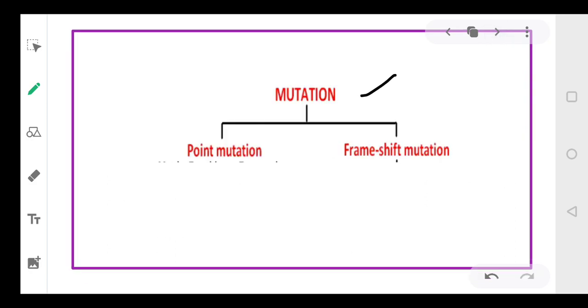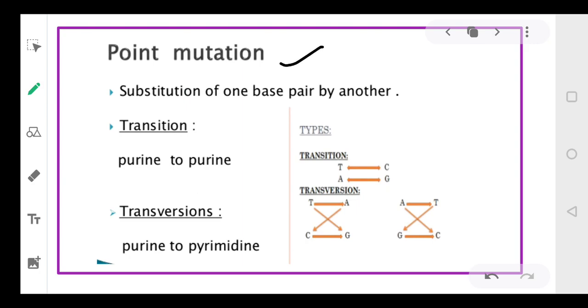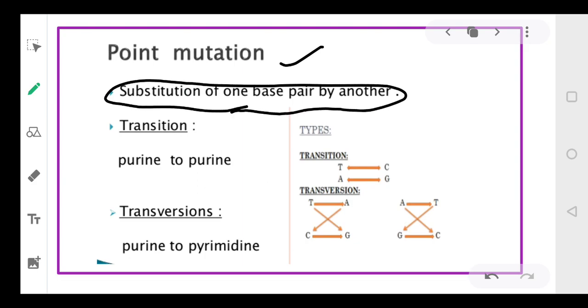Now mutations can be classified into two broad categories. One is point mutation, another is frameshift mutation. Point mutation. Let's see what a point mutation is. Point, as the name suggests, means only one base pair will be changed by another, right? Only one base pair will be replaced or changed by another one. It is of two types basically. First is transition, another is transversion. Transition means where a purine is changed by a purine. Transversion means where a purine is changed by a pyrimidine.